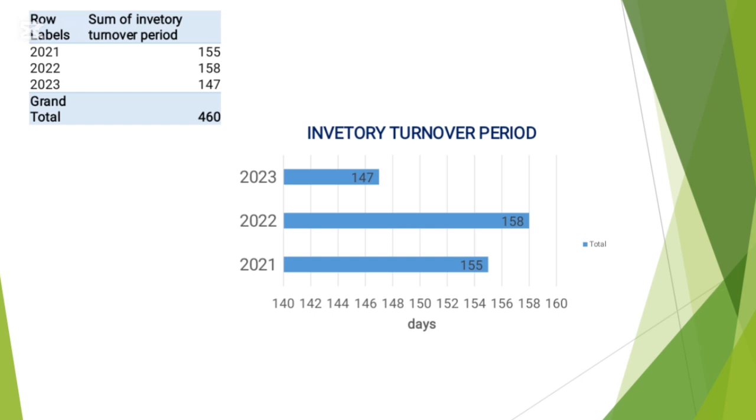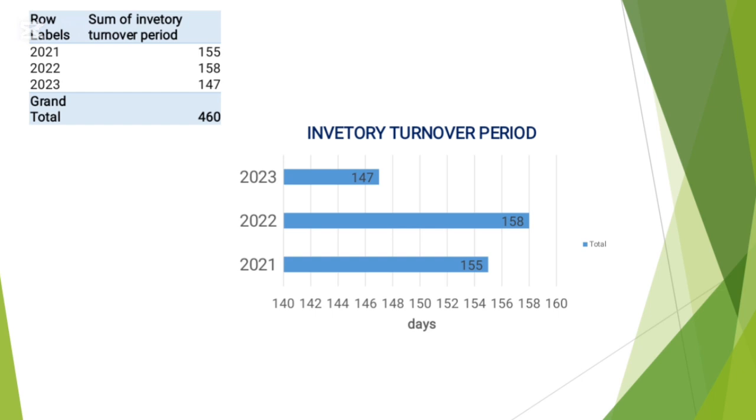This shows us how many days it takes for the organization to convert its inventory into cash or into sales. We can see that in 2021, it has 155 days to convert its inventory into cash, and in 2022, it is having 158 days. We can see an increase, which may not be a very good sign for them, because if their creditors come and ask for their money, they may not be able to pay. And in 2023, we are seeing a very massive decrease in the number of days to convert inventory into cash, which is a very good sign for the organization.